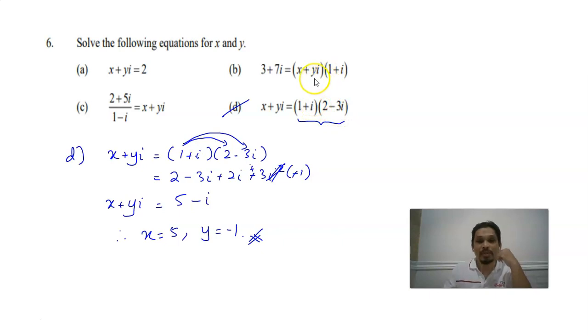Same goes to this one here. Expand it and compare with the one on the left side. This one, you may cross multiply x plus yi multiplied with i, 1 minus i, expand it, simplify, and compare with 2 plus 5i. As I said, I'm not going to show every single question for all of you. I'm just giving you one or two to give you the idea for you to continue with the rest of the questions.